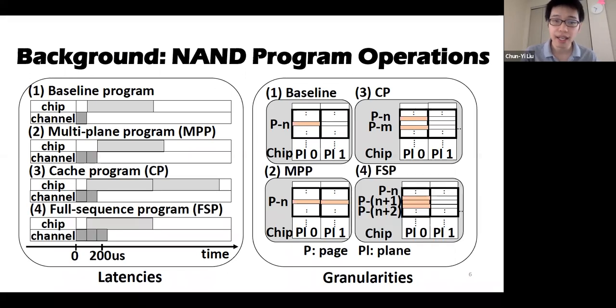performance. And the last one is the FSP operation, which basically programs multiple pages in the same word line at the same time. As you can see here, the 3 pages are actually in the same word line, so all of them can be programmed at the same time to improve the overall performance.